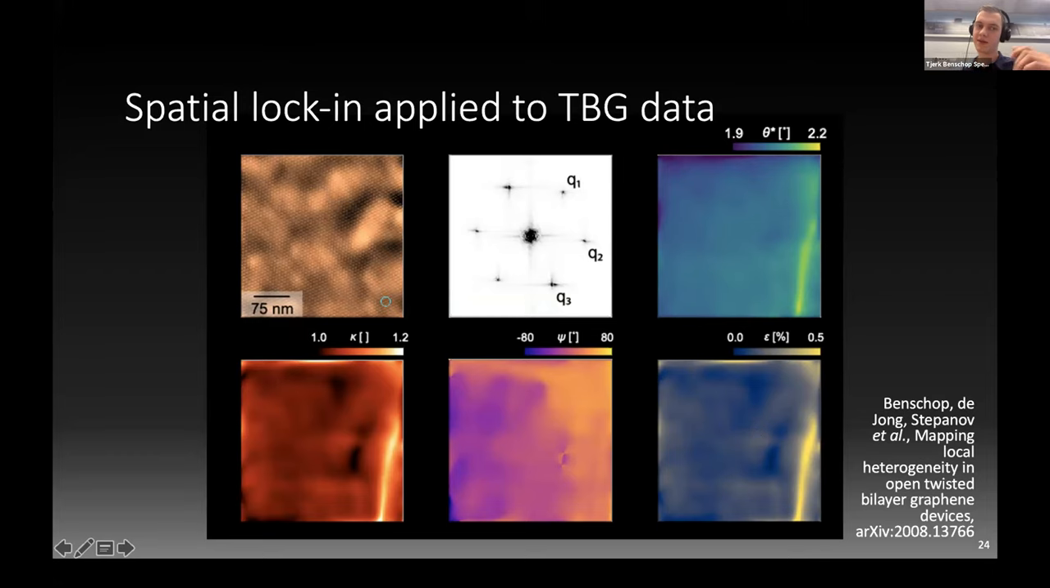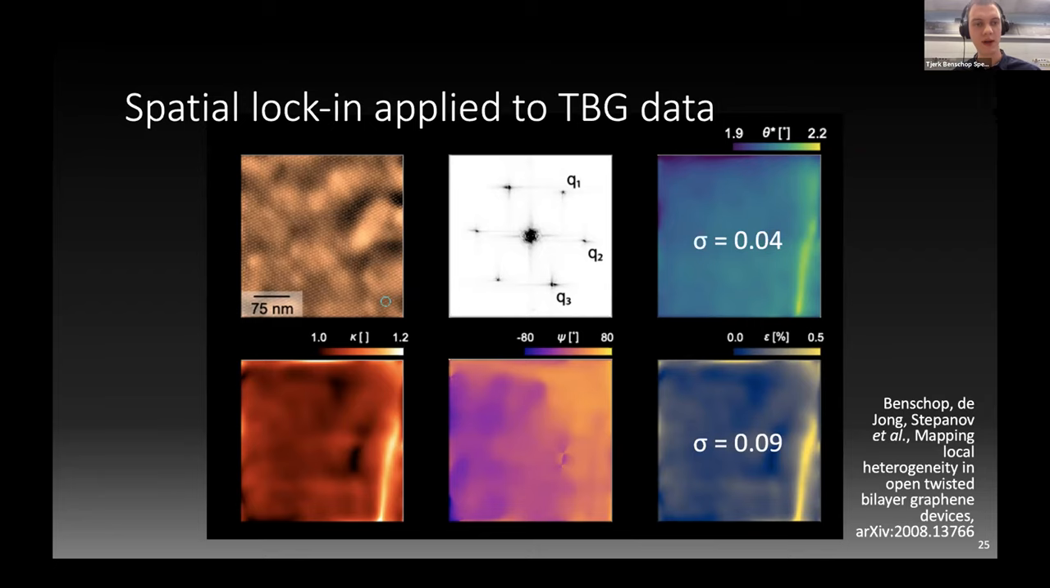So this method now allows us to put a number on local anisotropy and the local twist angle at every pixel. A standard thing you can do then, for example, is just calculate the standard deviations of these numbers in the field of view I have, which here is approximately 300 nanometers or so. Then we get out a standard deviation in twist angle of 0.04 degrees. And for this epsilon parameter, the standard deviation is 0.09%.